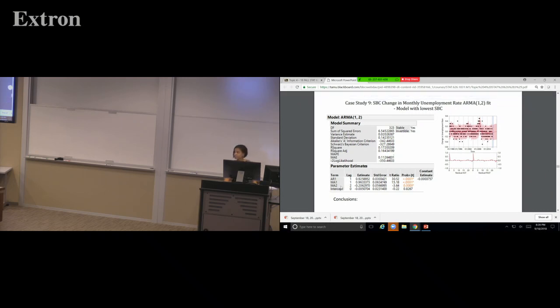Question? Yes, what's the point of doing the SCAN and ESACF if we just basically chose a model that wasn't even a part of that? Oh, we're going to look at those two. Okay. Yeah, we're going to look at those two.